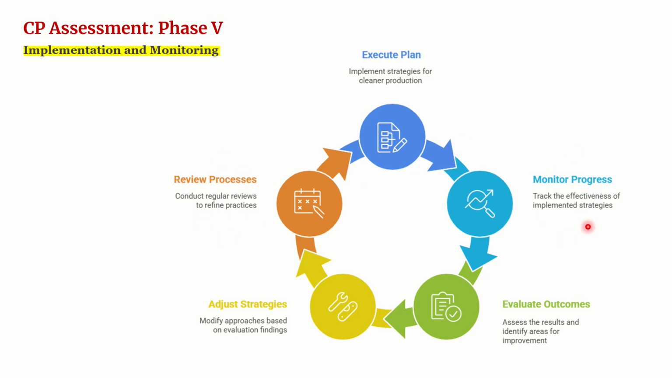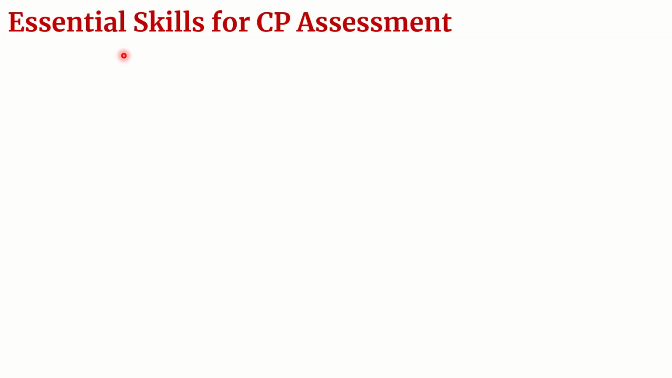That means after monitoring, you can evaluate what is the outcome from the strategy, and you have to review the process, and based on that you have to make any updation in the strategy. So these are all the steps involved in cleaner production assessment. Next, what are all the essential skills required to carry out cleaner production assessment?